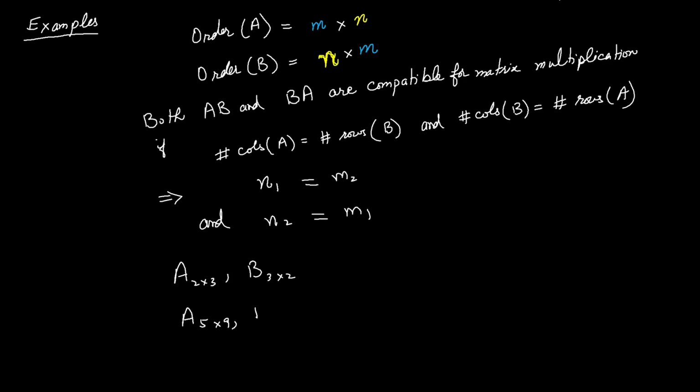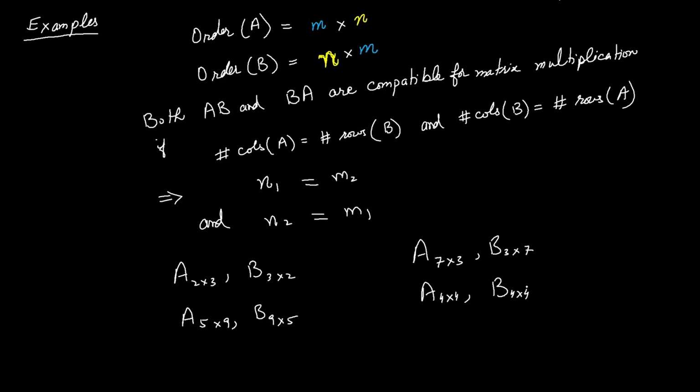If A has order of 9 cross 5 and B has order of 5 cross 9, or A has order of 7 cross 3 and B has order of 3 cross 7, or maybe A has order of 4 cross 4 and B also has order of 4 cross 4. In all these 4 cases, matrix multiplications AB as well as BA can be performed.